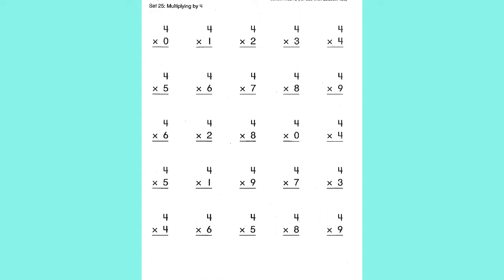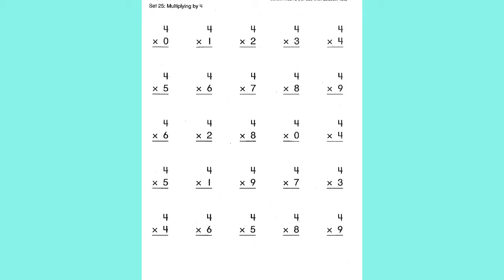4 times 0 equals 0. 4 times 1 equals 4. 4 times 2 equals 8. 4 times 3 equals 12. 4 times 4 equals 16. 4 times 5 equals 20.